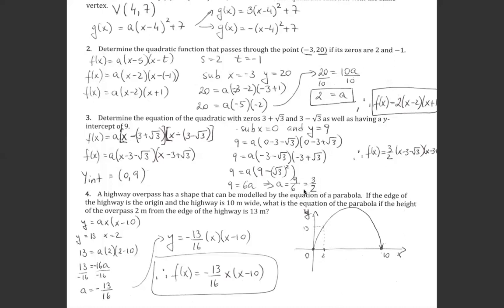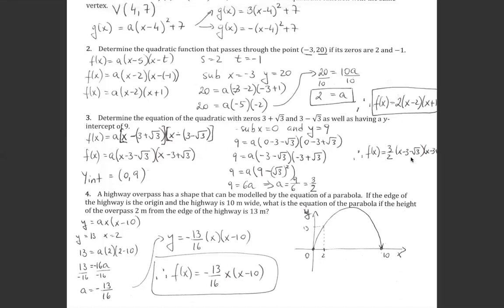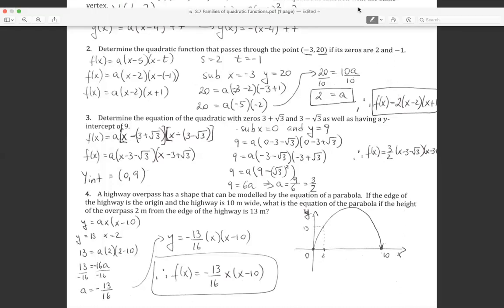So we found the value of a, and now if we put everything together, we will have f(x) = 3/2 (x - 3 - √3)(x - 3 + √3). There was a cutoff, so just know that this is x - 3 + √3.